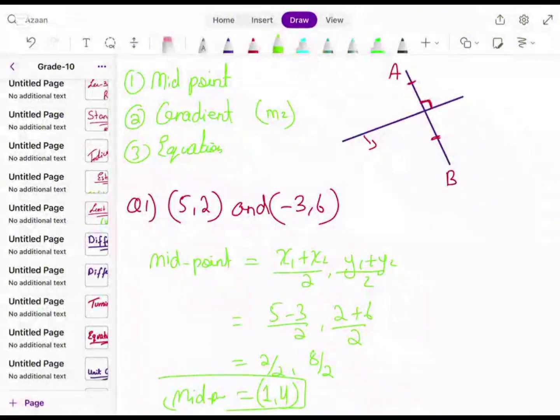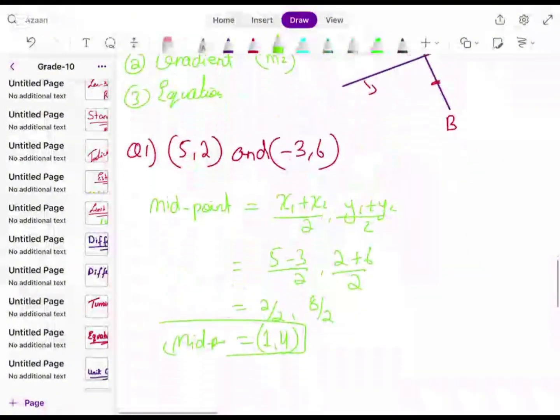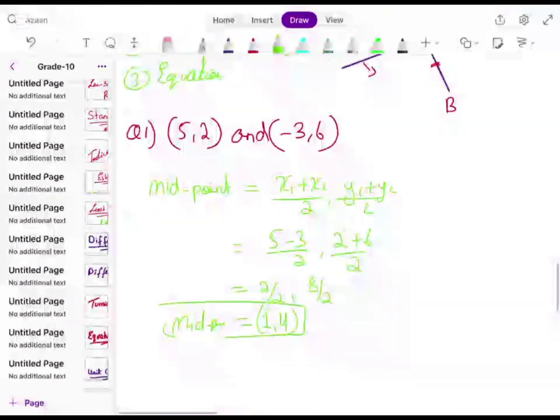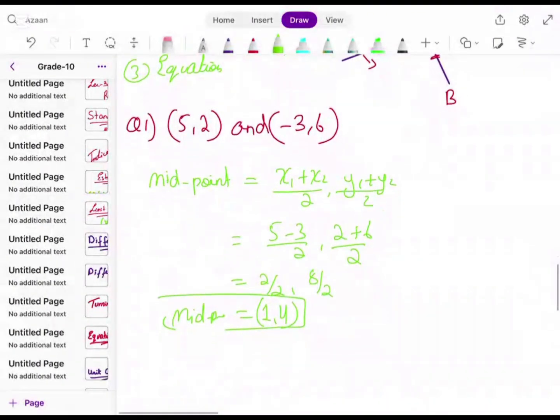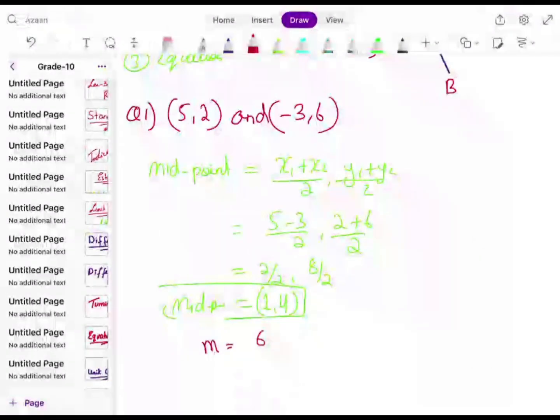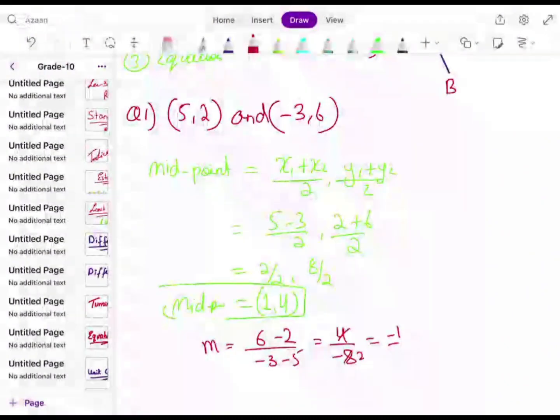Now the next step is to find the gradient. How to find the gradient? M equals y2 minus y1 upon x2 minus x1. So I'm applying directly: 6 minus 2 over -3 minus 5. This will become 4 divided by -8. Dividing 4 by 4 and 8 by 4, this is -1/2.